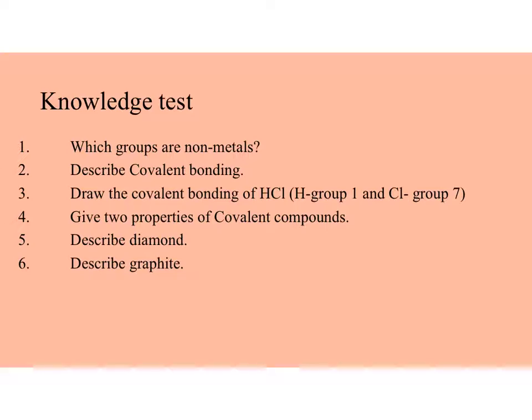Again, a little knowledge test then. Have a little think about this and then pause the video and I'll bring the answers up in a minute. So, which groups are non-metals? The big groups are 6 and 7, but obviously, like I've said, 4 and 5 have mostly members of non-metal, a couple of metal alloys, but group 6 and 7 are the big ones. Describe covalent bonding: the sharing of electrons between 2 non-metals.